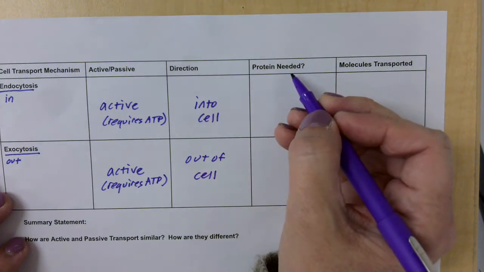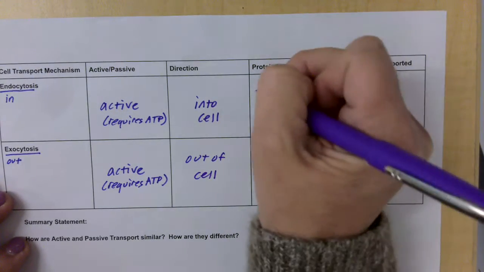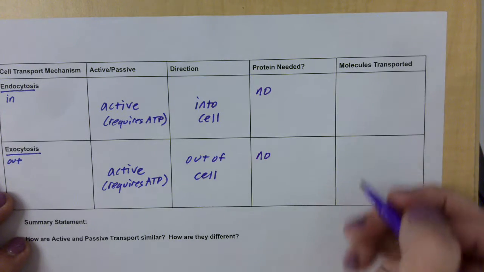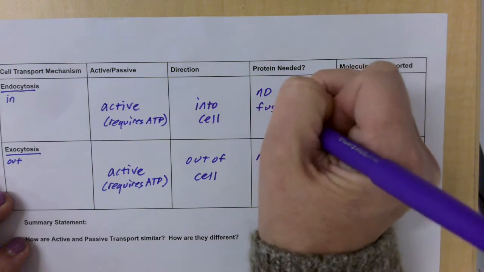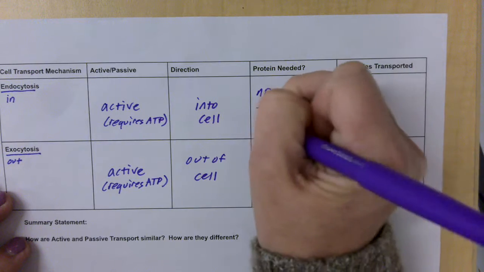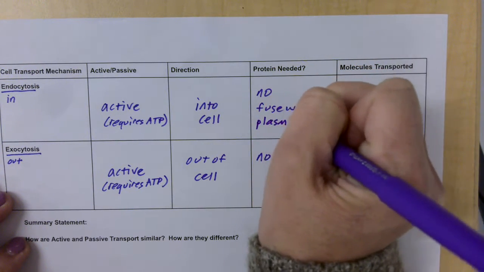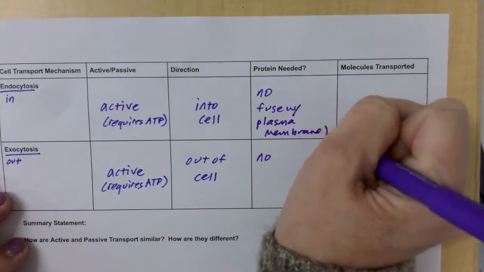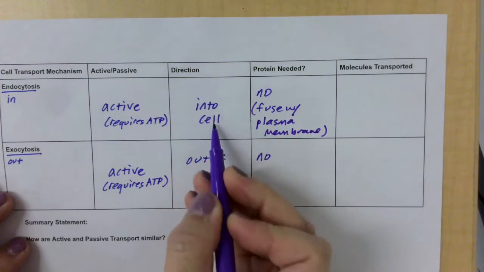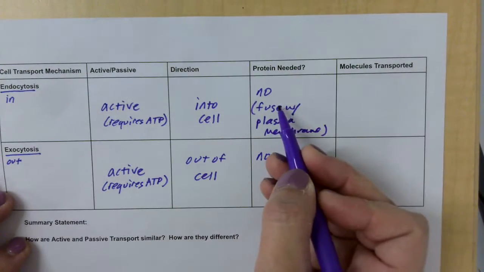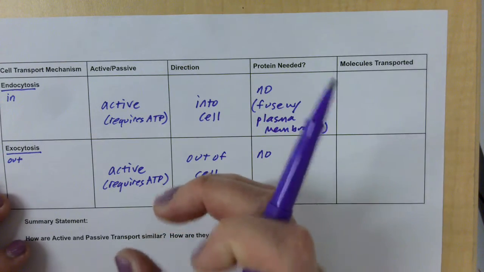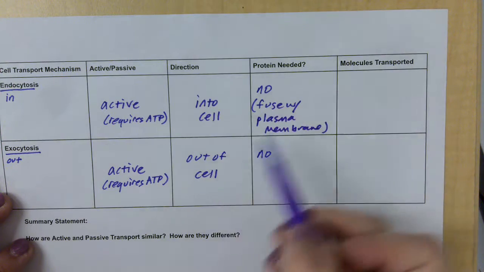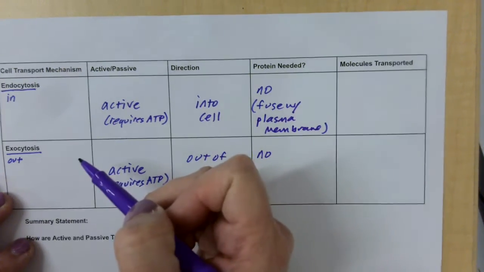Is a protein needed for either of these? No. Okay, so that's kind of nice. But it does fuse with the plasma membrane. Okay, so that means that stuff that comes into the cell has to fuse with the plasma membrane to get into the cell. So it ends up encapsulating whatever's coming in.